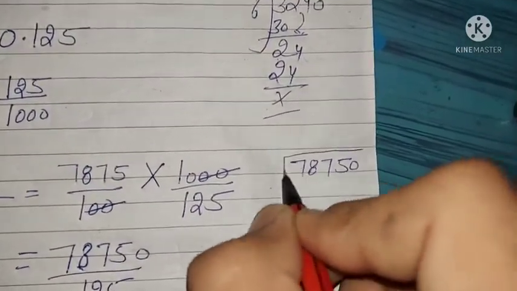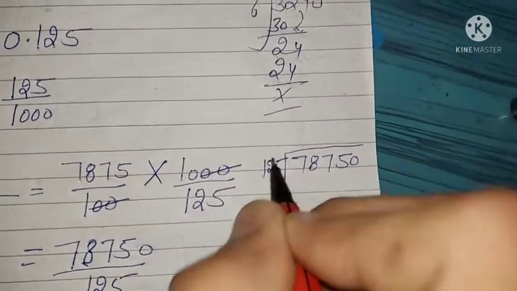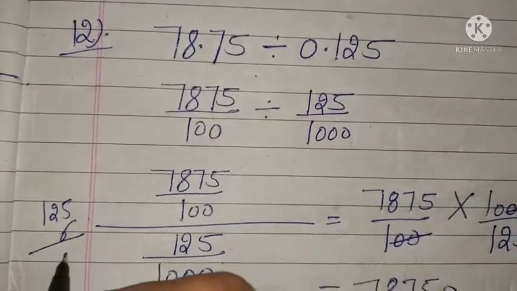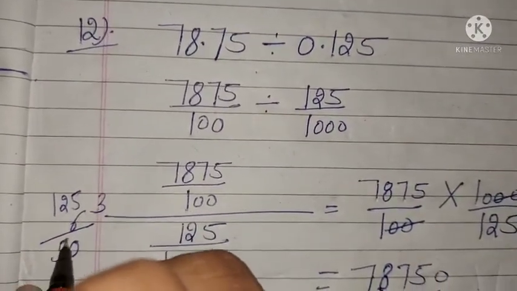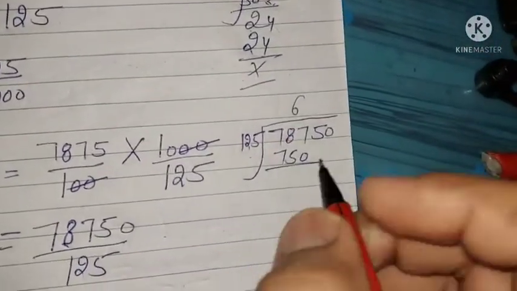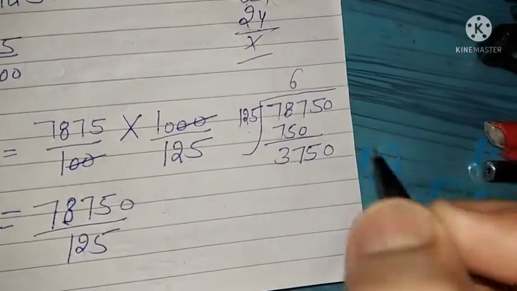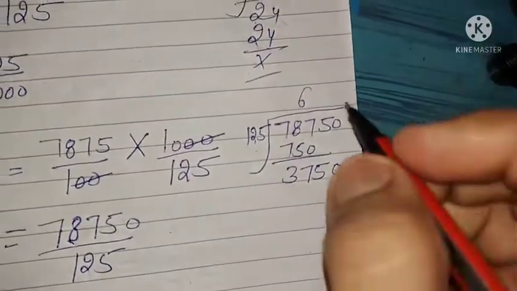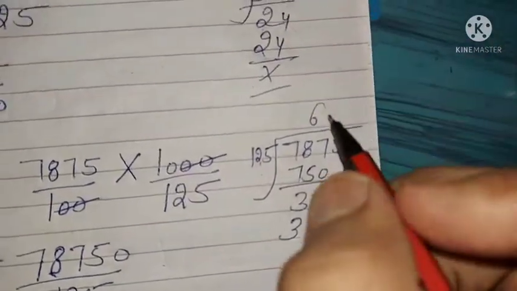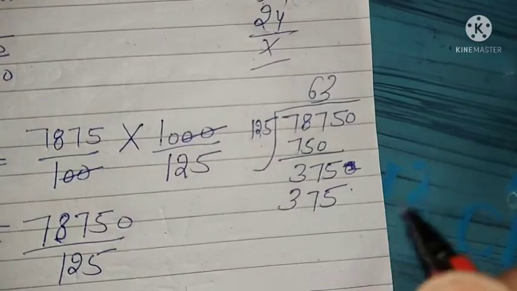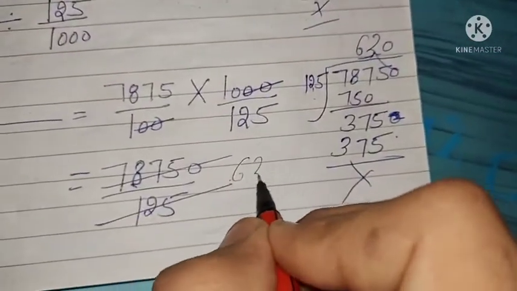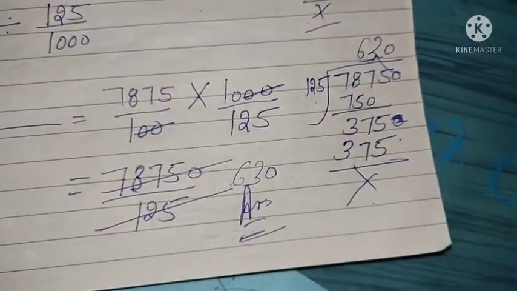8750 divided by 125. So read the table of 125 up to 6. That would be 750, and so it would be like 70. Okay, so this 0 would come here. 70 is the answer.